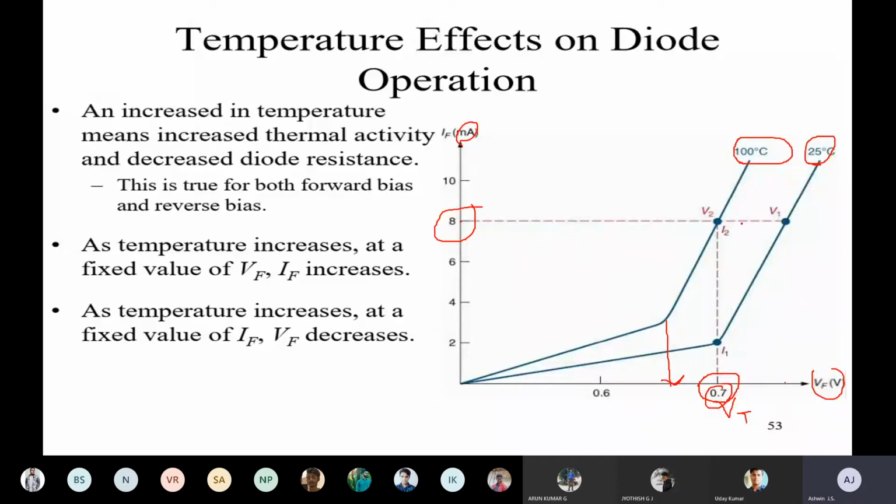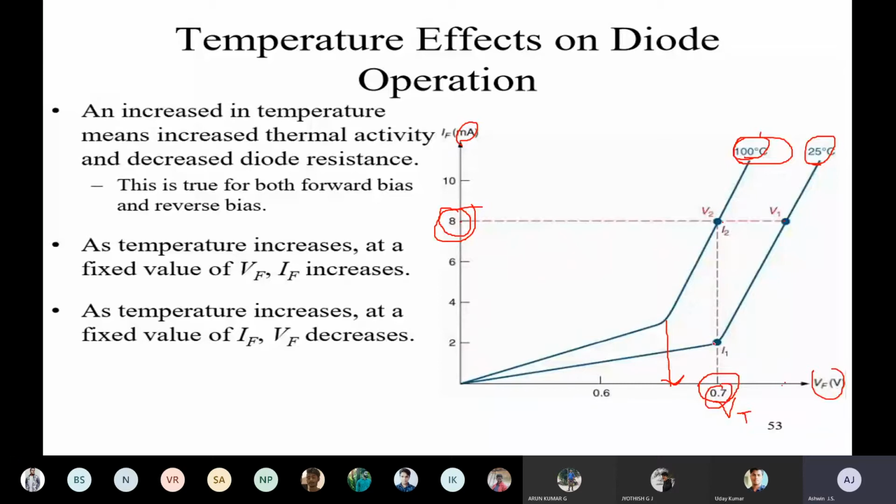Similarly, I am calculating at 100 degrees Celsius in a diode. If the temperature is 100 degrees Celsius, at what voltage do I achieve 8 milliamps? At 0.7. For the first curve, V1 is much greater. For V2, at 100 degrees Celsius, I get it at 0.7. So I can fix the voltage. I will fix the voltage at 0.7.